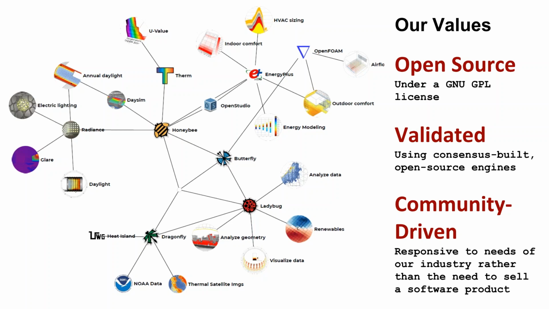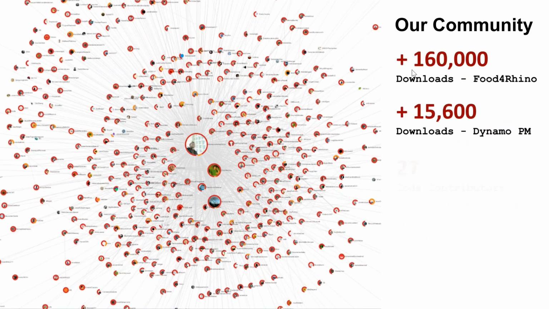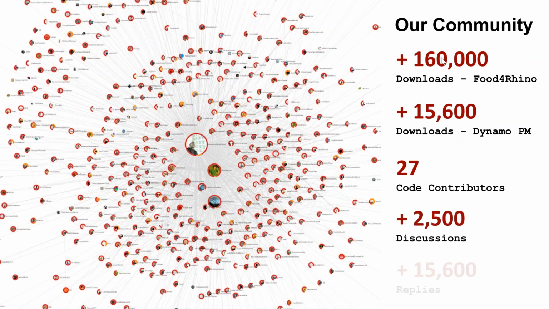And that is, I mean, again, aligned with our open source philosophy: the idea of linking out to these validated engines. And as a result, we largely attribute the success that we've had so far with the tools of the last 5 years to these values. And since we started this software, we've grown to become one of the most popular plugins for Rhino Grasshopper with 160,000 downloads.